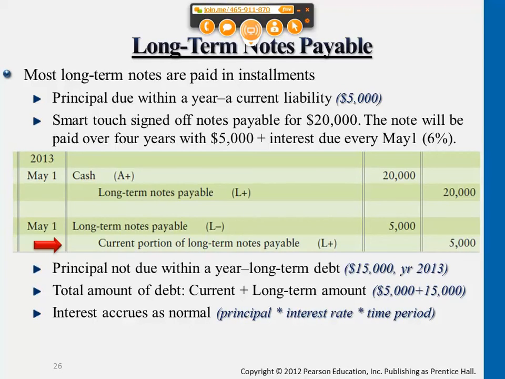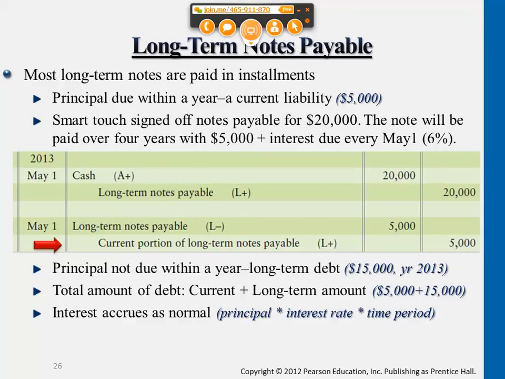So companies will be paying a little portion of principal plus a little portion of interest every single year. If a note payable is this type, paid by installments, then the first entry when we sign off the note, immediately we reclassify the part that will be due next year into current portion of long-term notes. So when the note is accepted, there are always two entries: a regular notes acceptance entry and a reclassification entry.